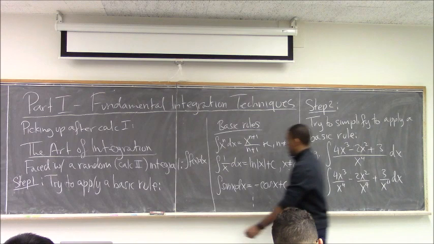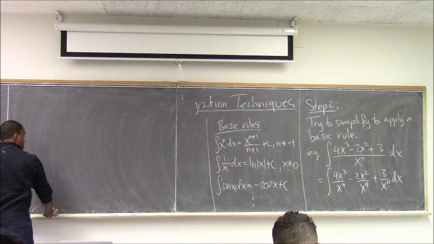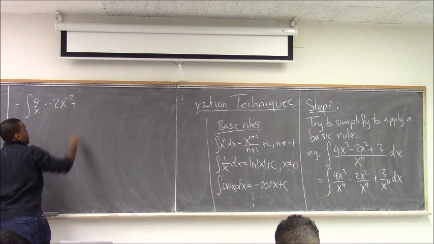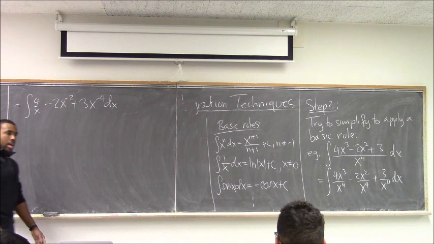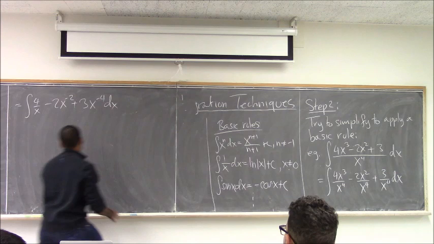And I can then simplify that a little more, and that's going to be 4 over x minus 2x to the minus 2 plus 3x to the minus 4 dx, right? And now it looks like basic rules, right? These two guys are going to look like this rule after the constant is factored out. This guy looks like this rule after the 4 is factored out. So now you can just apply the basic rules. That's 4 ln x.